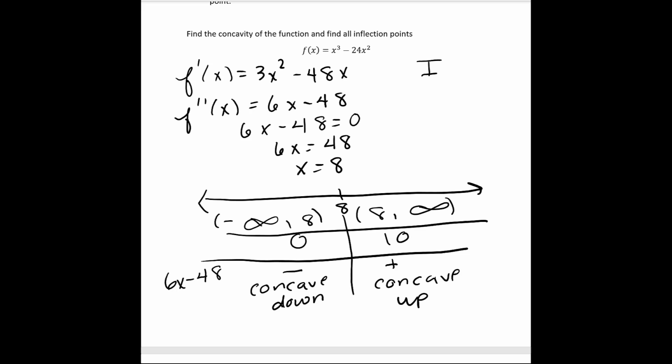Let's write that up here. My inflection point is 8, but I also need a y value. To get the y value, I'm going to plug 8 into f of x is x cubed minus 24x squared. It'll give me negative 1024.